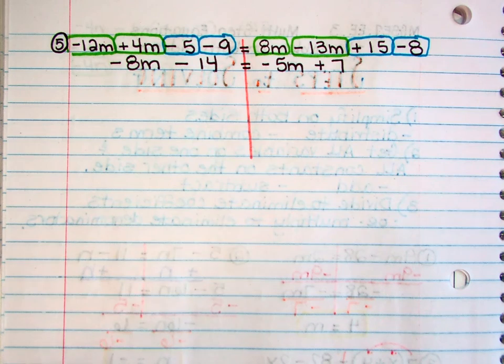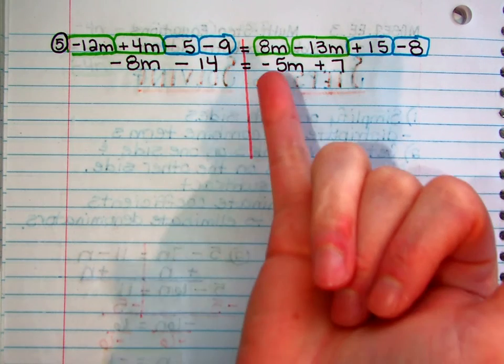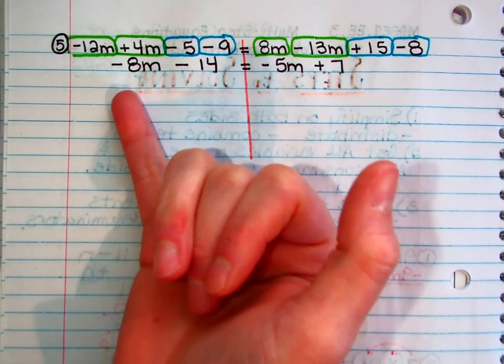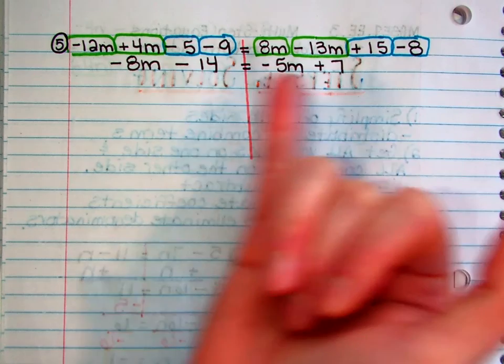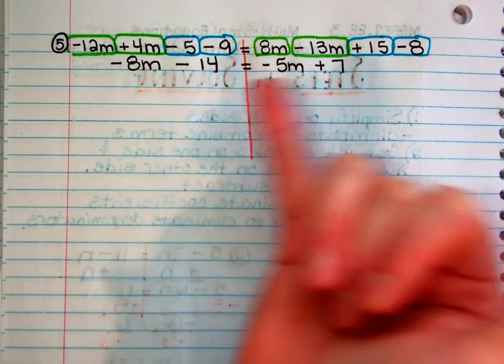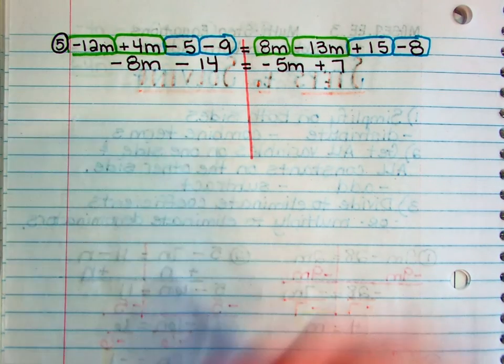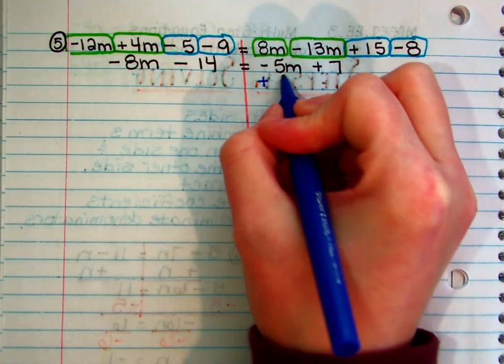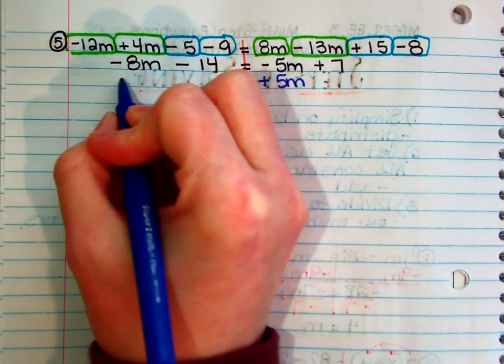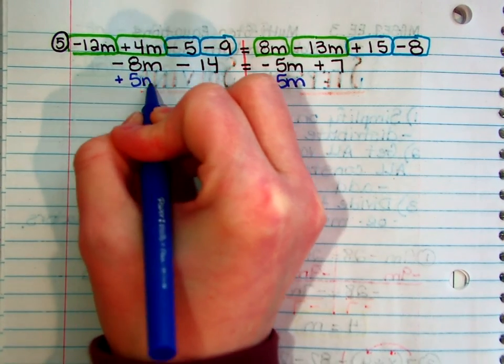Now I need to do some shifting. I say let's move our m's to the left and our constants to the right because I would be adding this 14 and this guy's already positive. So let's go that route. So let's go ahead and move our negative 5m. So let's add him to both sides.